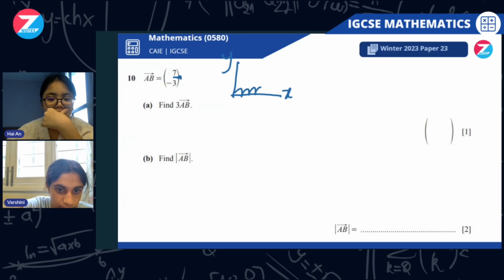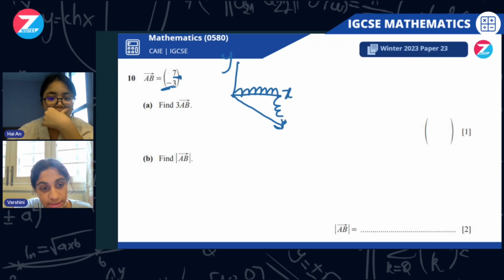So 1, 2, 3, 4, 5, 6, 7. And it's going to move minus 3 in the y-axis. So 3 would be up, so minus 3 is going to be down. So 1, 2, 3. So over here, our vector would look something like this.